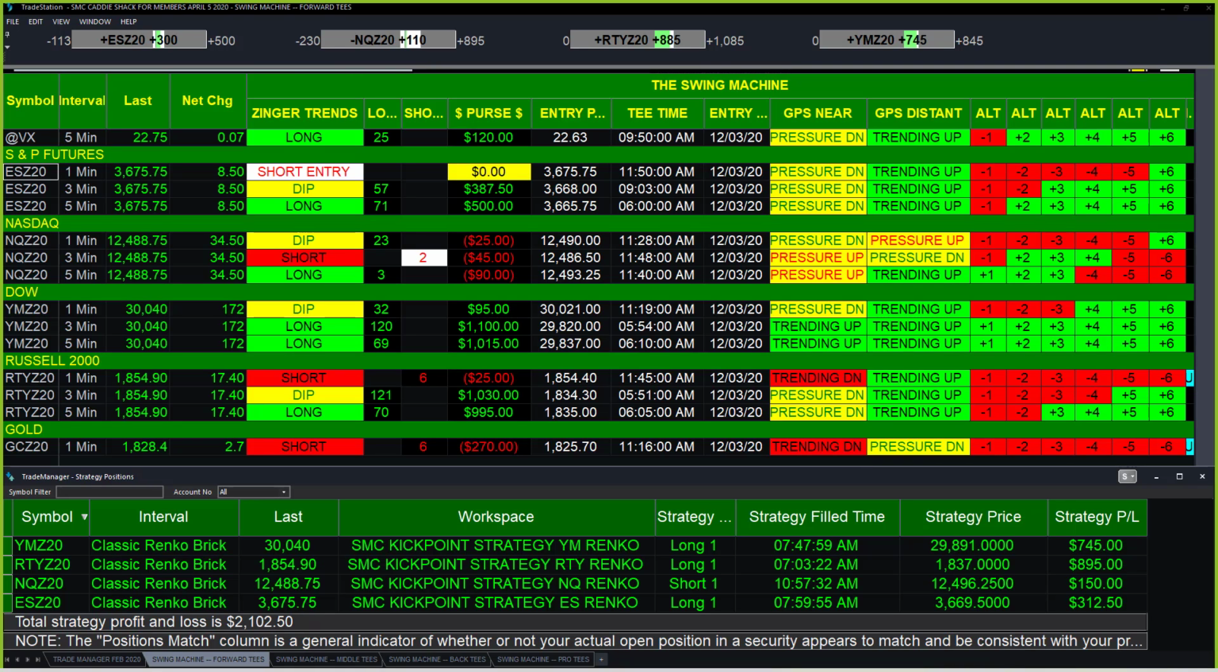Down below on this screen, you see something that we call our trade manager, and you can see the symbol. The interval tells us what type of chart it's running on.